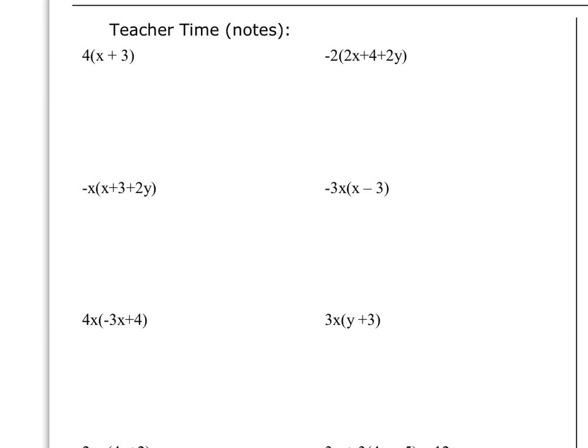This one I think we can do all on our own. No big deal here. We have the multiplication on the outside. We distribute it to everything on the inside. 4 times x is 4x. 4 times 3 is 12. No big deal. Moving on to the next one. Also not much of a big deal.